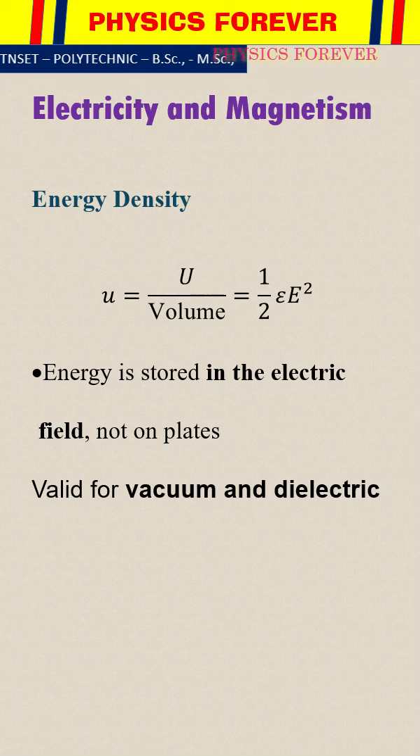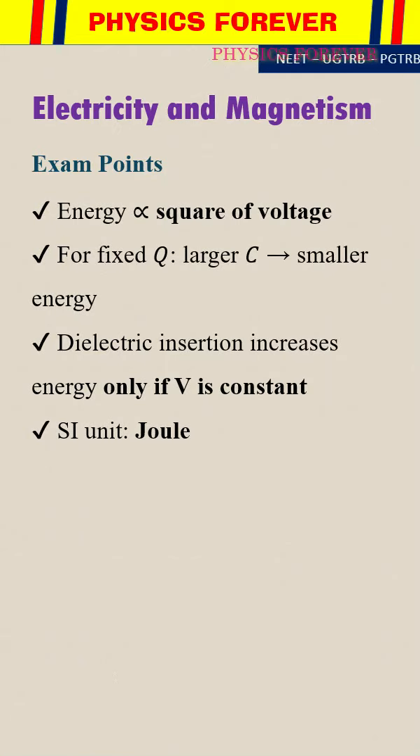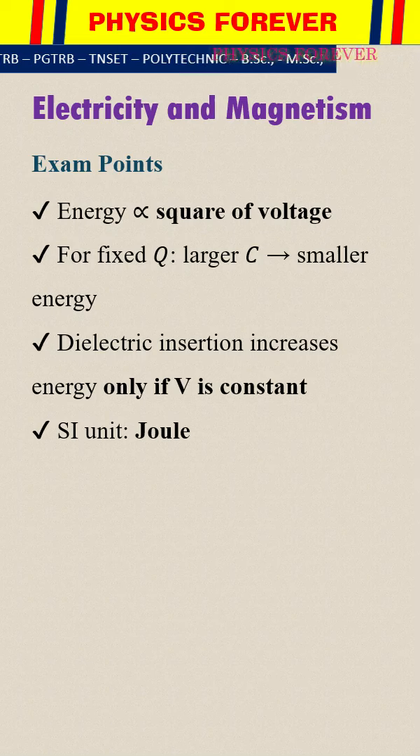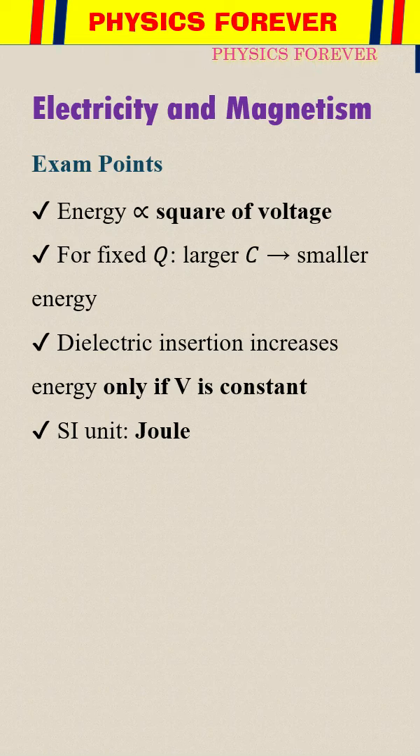Here energy is stored in the electric field, not on the plate. It is valid for both vacuum and dielectric. So these are all exam points. You have to remember those points. The energy is proportional to the square of voltage. For a fixed charge, if the capacitance is larger, there will be a smaller energy.